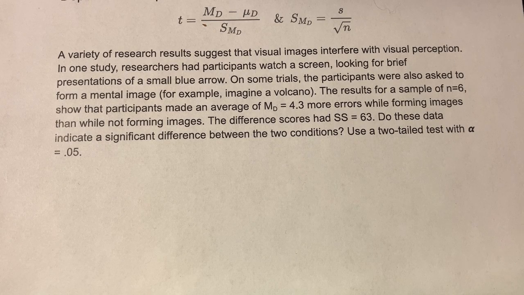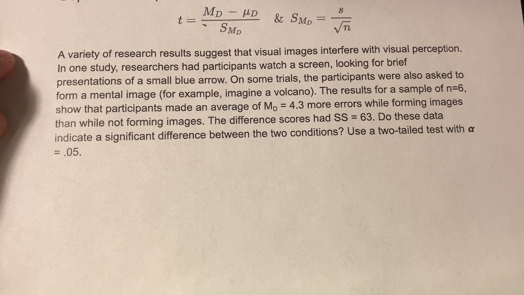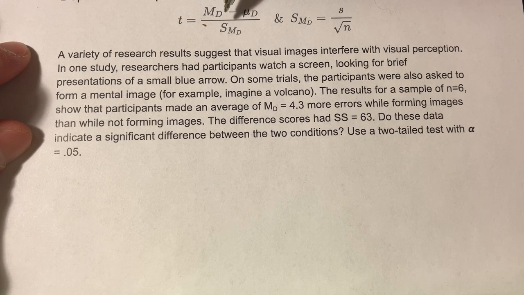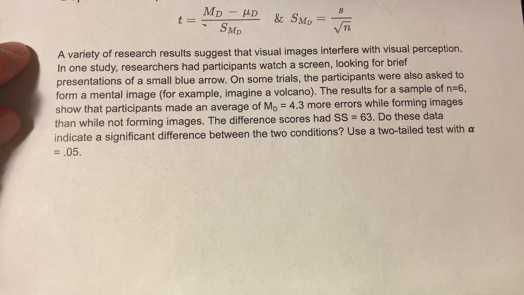This is an example of a dependent samples or paired samples t-test. As you can see from the formulas up top, we have a statistic, which is the t-statistic over here. We're going to take a sample mean difference and find the difference between that and the population mean difference, set that over the standard error of the mean difference, and we can see that the formula for the standard error is the one that we've been using, the standard deviation over the square root of the sample size.